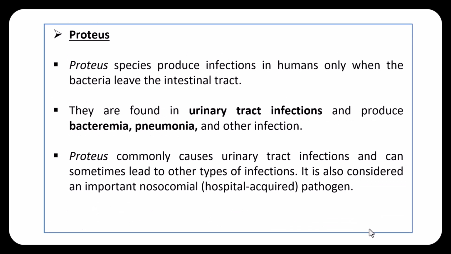Another member of the Enterobacteriaceae, Proteus species, are part of the normal intestinal flora, but can cause infection only when they leave the intestine and enter other body sites. It is commonly associated with urinary tract infection, UTI, but can also cause pneumonia, bacteremia, and other infections, especially in hospitalized or catheterized patients. And that makes them an important nosocomial pathogen.